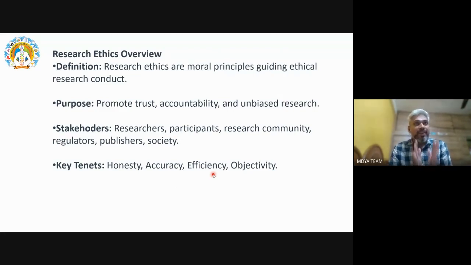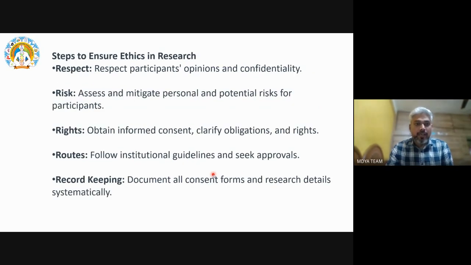We have completed our topic. Research ethics is very simple. What we need to do is understand what the do's and don'ts are, make a chart of do's and don'ts, and remember it, right? And this is how to ensure research ethics. You can say the 5 R's. What are the 5 R's? Respect, risk, rights, routes, record keeping. These are the 5 R's.